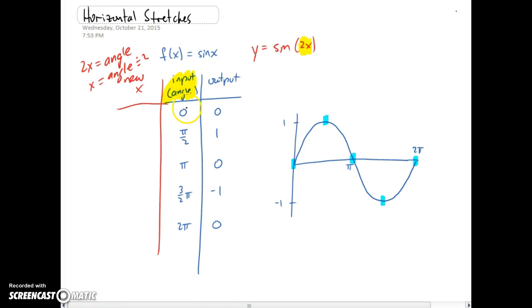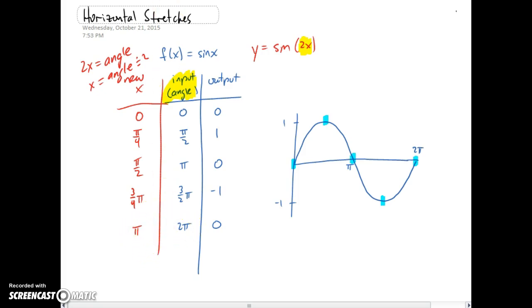So here the angle measure is 0, divided by 2 is still 0. Here the angle measure is a half pi, so that would be pi fourths when I divide by 2. Here the angle measure is pi, and when I divide by 2 I get pi halves. Here the angle measure is 3/2 pi. When I divide by 2, x is going to be 3/4 of pi. And when the angle is 2 pi, my x value is the angle divided by 2, so that's going to be at pi.